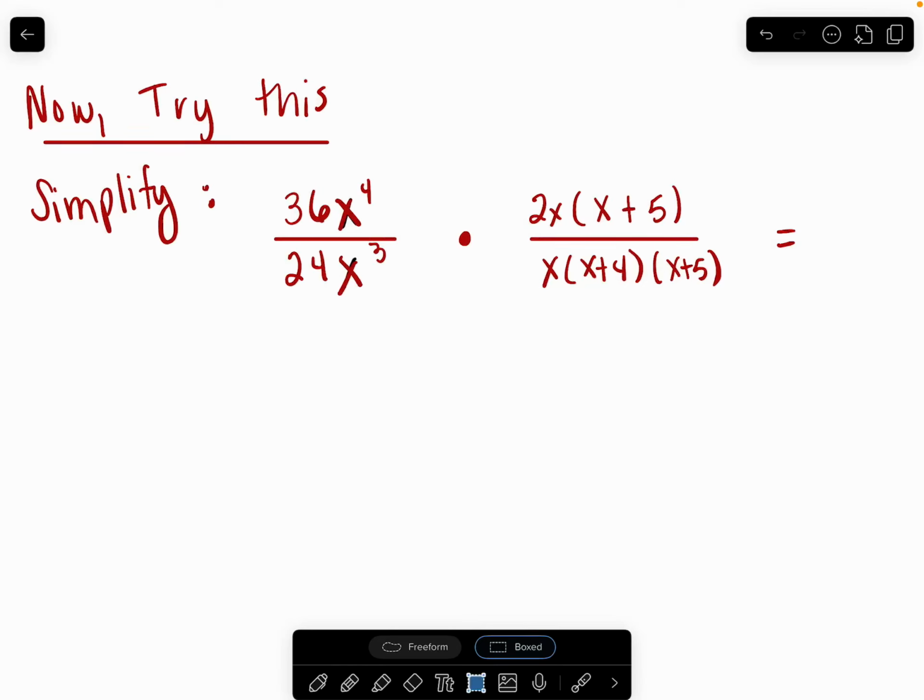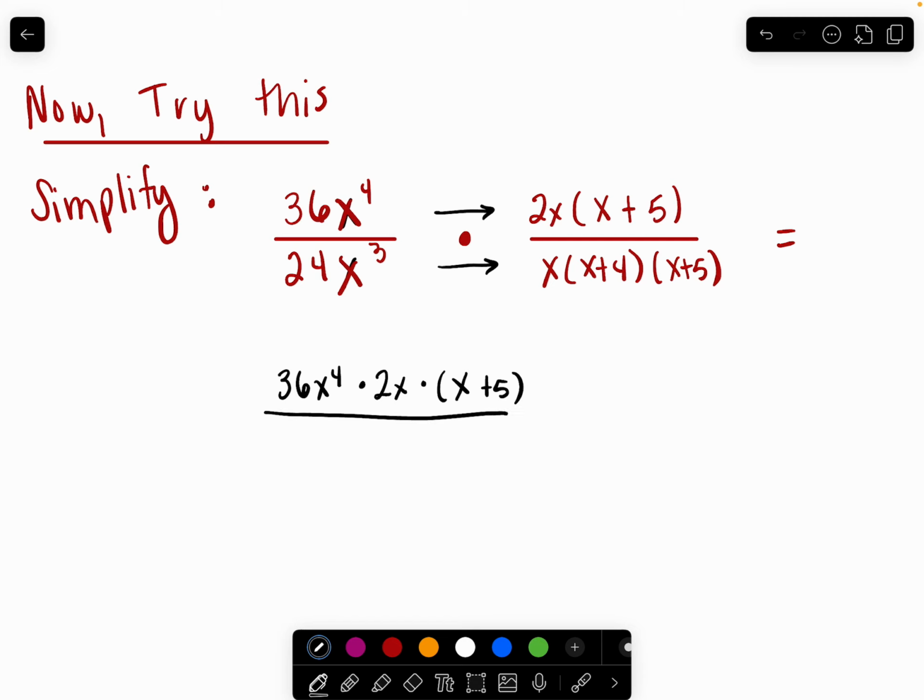Let's multiply rational expressions. So rational just means fractions. And when we're multiplying fractions, we just multiply straight across. So this would become 36x to the 4 times 2x times x plus 5 over 24. Now it's 3 and 1, becomes x to the 4, x plus 4, x plus 5.